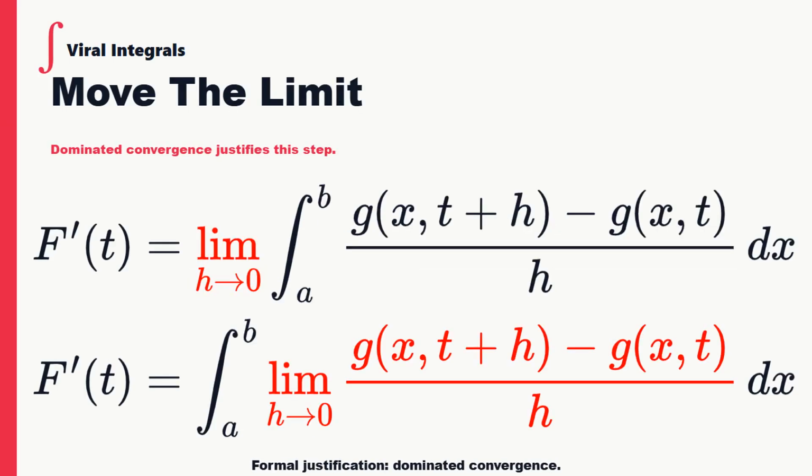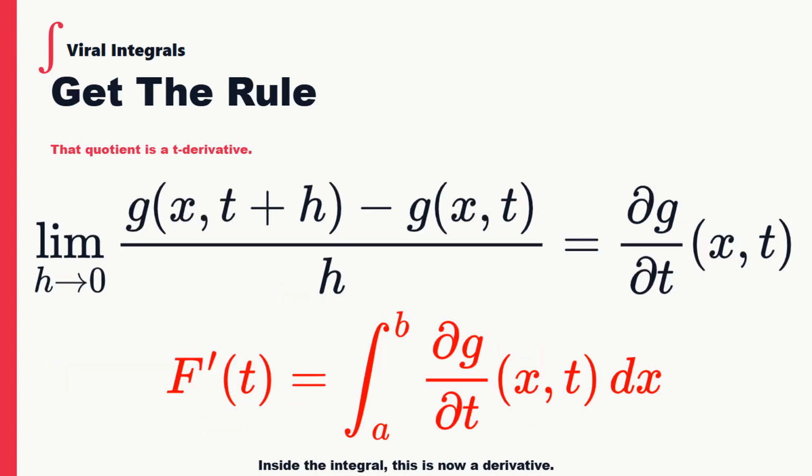Now, technically, passing the limit through the integral needs justification. The standard justification is the dominated convergence theorem. We are naming that fact here, then continuing with the Leibniz rule. Once the limit is inside, the fraction is exactly the derivative of g with respect to t.